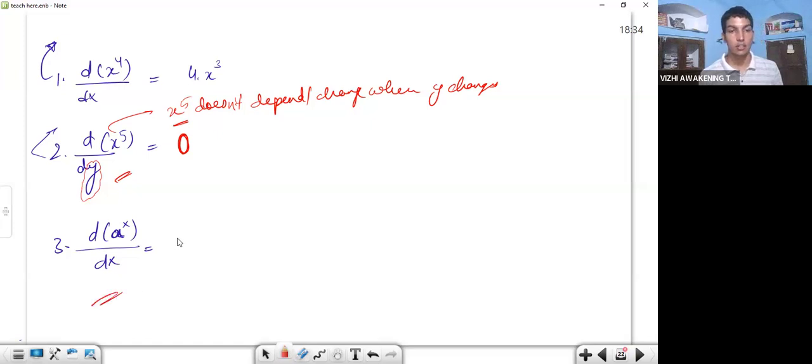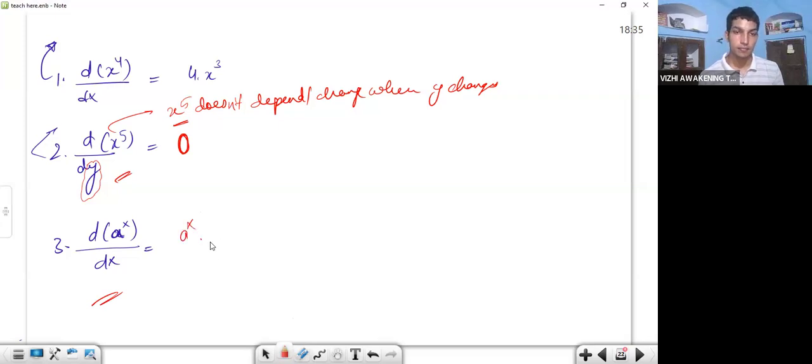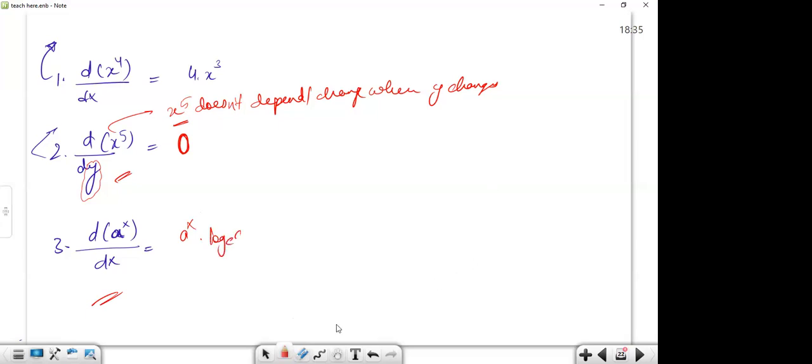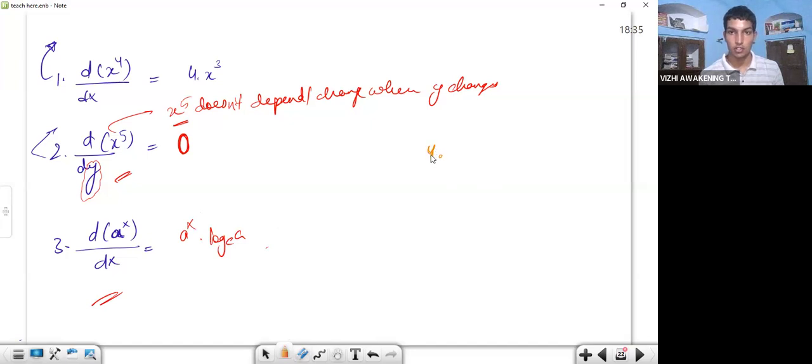So let's now talk about the third function. Now tell me what is its answer. Sir, is it a power x? And Log a. Yeah, I guess Rishi should be given one more chance. Let's give one more chance to Rishi. Rishi, tell me the formula of this. Rishi, are you there? He is absent.